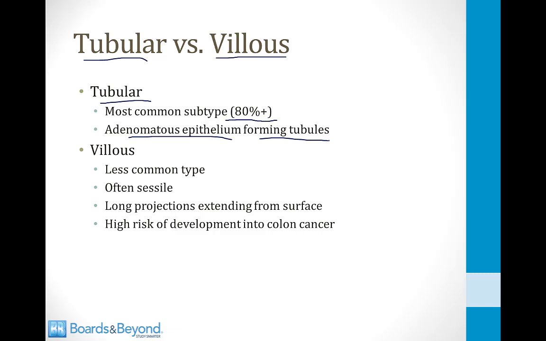The less common histologic type of an adenomatous polyp in the colon is called the villus type. These are often sessile and they have long projections extending from the surface, and there's a very high risk of this type of polyp developing into colon cancer.